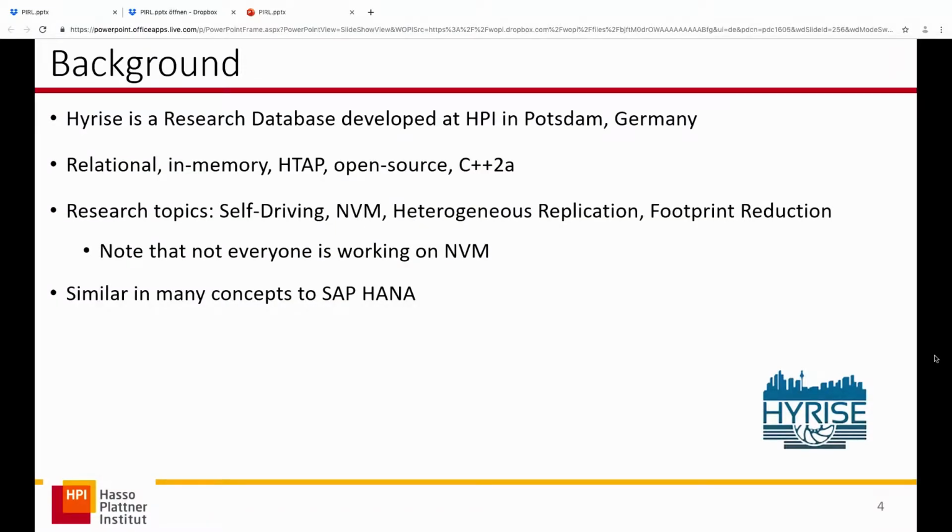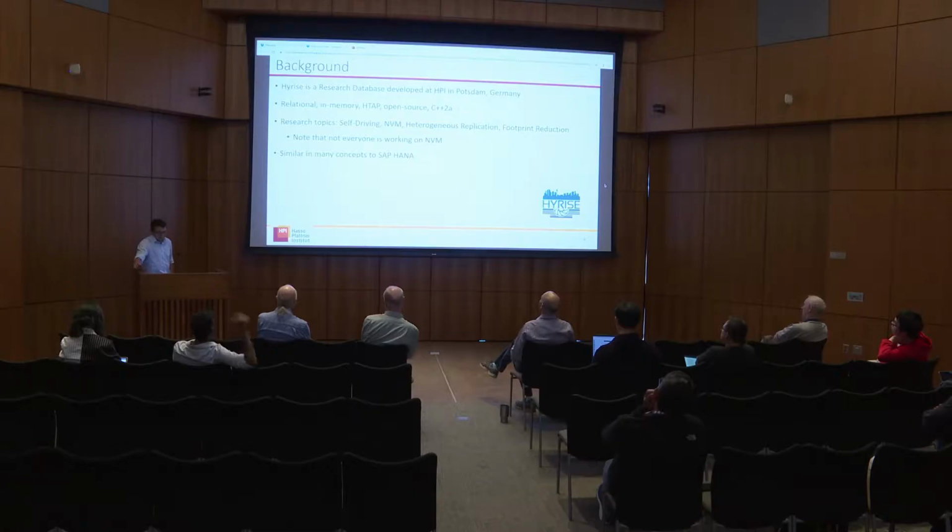Okay, so my background is we're developing HiRise, which is a research database, relational, in-memory, hybrid transactional and analytic, open source, and using C++. We're looking into different research areas. So it's not only an NVM research database. We have people looking into self-driving databases, replication, footprint reduction, and so on. And this is important because it means that I'm actually the only one who's interested in NVM, and the other people don't want to be bothered by it.